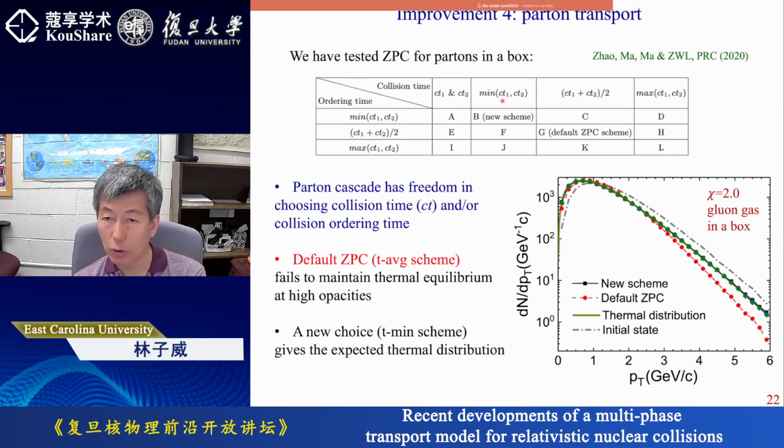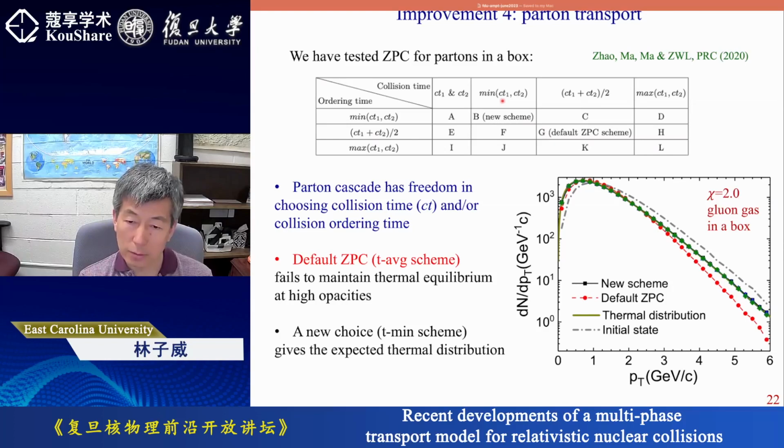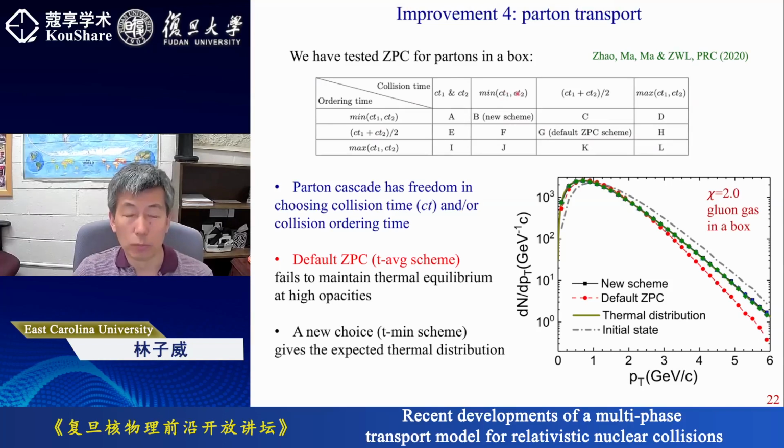However, when you transform that collision time in the two-parton center-of-mass frame to the parton gas rest frame, you will have two different collision times for the two partons due to the Lorentz transformation. That's called collision time 1 and collision time 2. And therefore, if you want to do the collision in the rest frame of the gas, you have to choose what time to use.